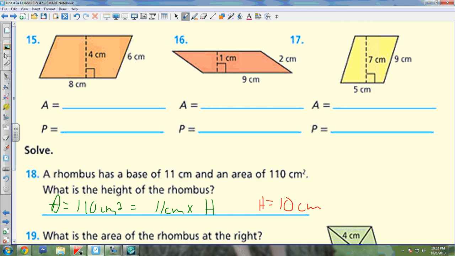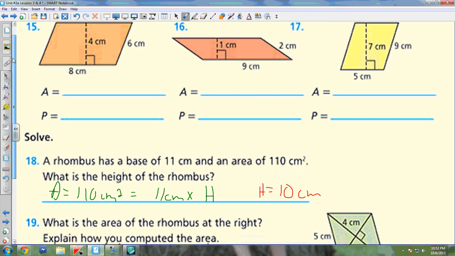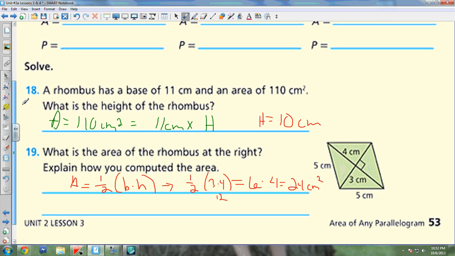All right, let's look at number 18. We'll skip over 15, 16, and 17. Number 18, it says a rhombus has a base of 11 centimeters and an area of 110 centimeters. So go ahead and write 18. And it says, what is the height of the rhombus?